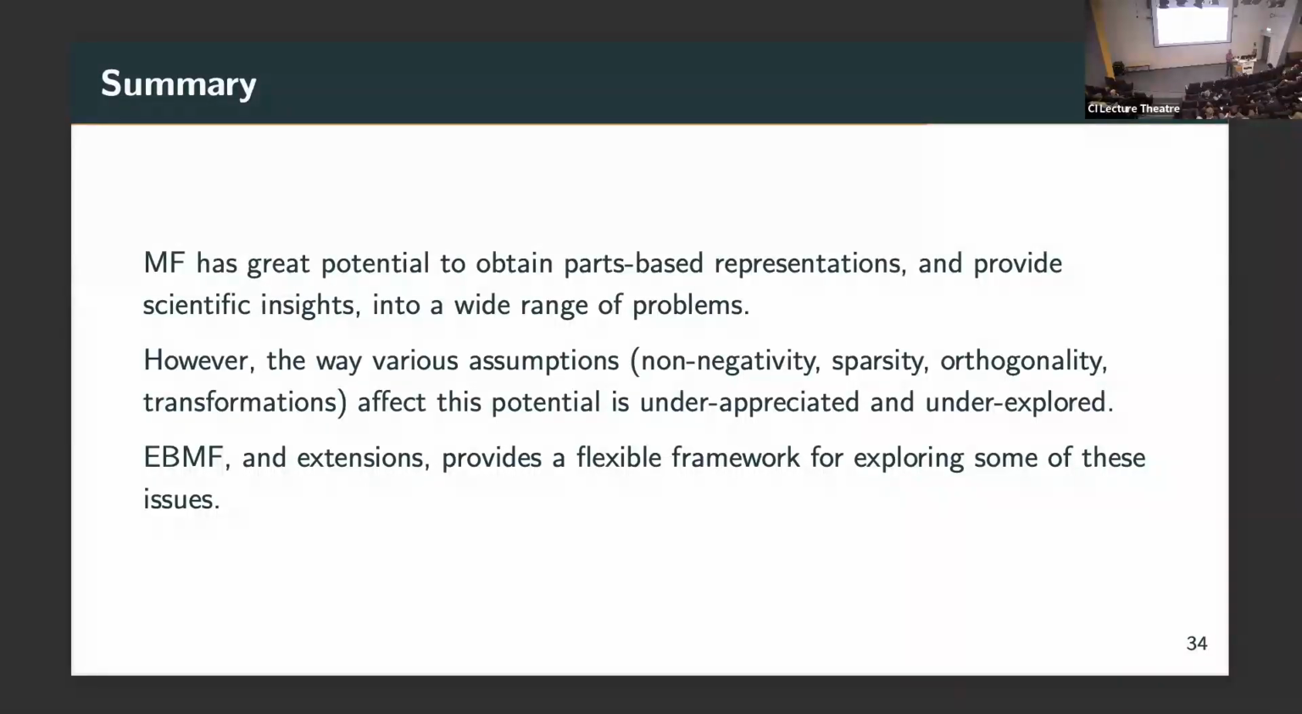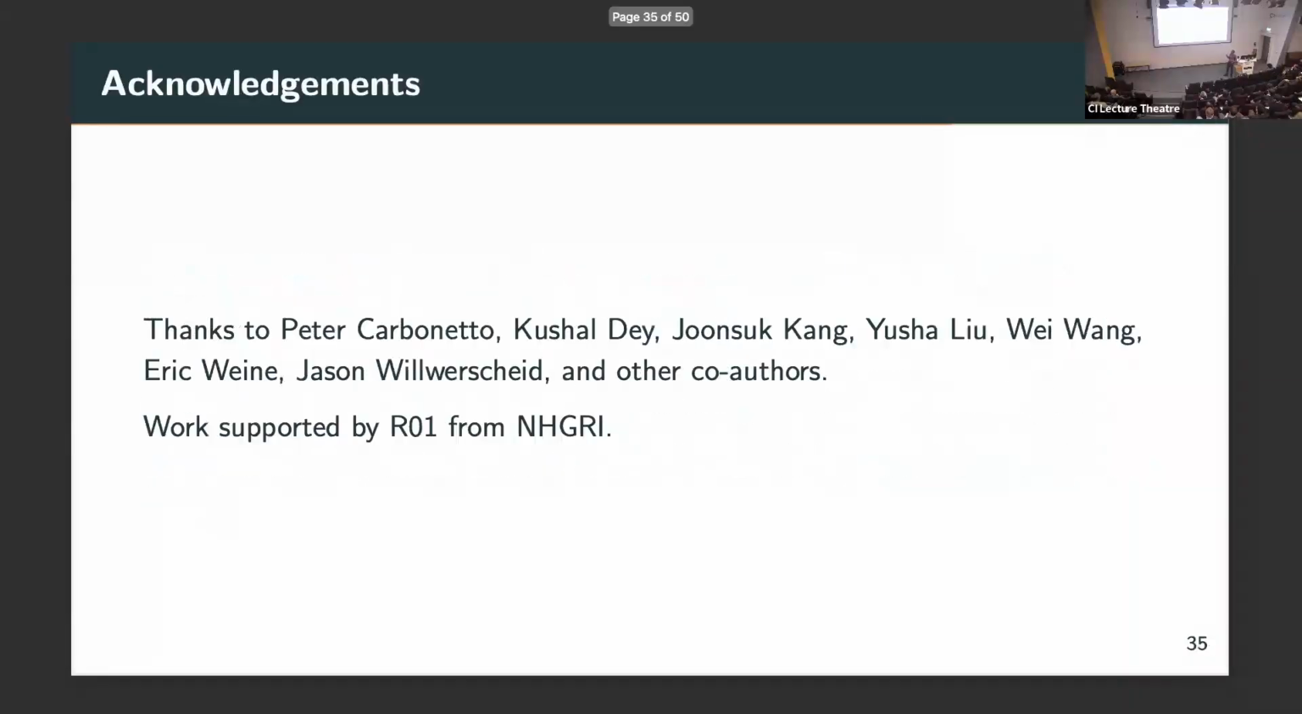It's not that that representation is wrong. It's just not highlighting certain features as well as it might, right? And so different representations may be useful depending on what you're trying to achieve, or might highlight different features of the data. And a little plug: the empirical Bayes matrix factorization, I think, provides a nice and flexible framework for exploring those issues.